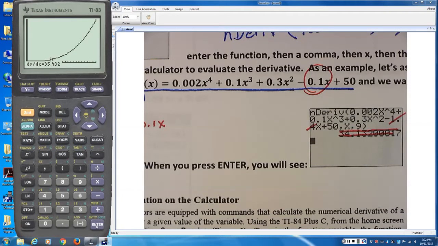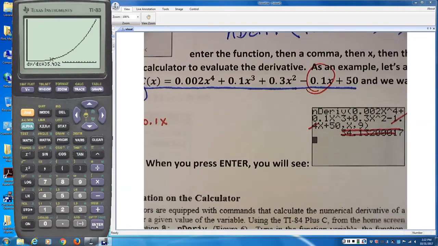The key thing about doing it on the graph though is to remember that the number you're going to plug in for x has to be between x min and x max. You have to make sure that's there. Because if you can't see it on the screen, your calculator can't find it either. So you can do it either way.